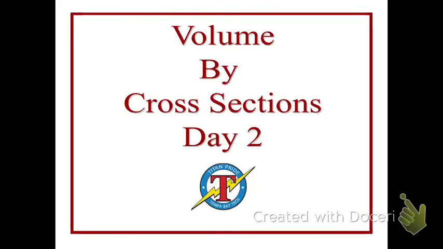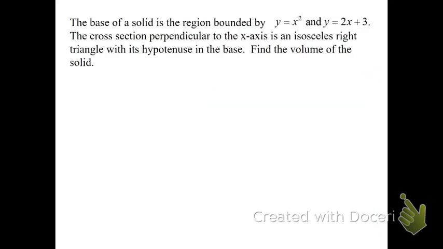Hey guys, welcome back. Today we're going to practice all of the exact same things that we did last week, and I'm only going to add one new cross section, and that is isosceles right triangles, this time with the hypotenuse in the base. So for starters, go ahead and graph the base for me. So set those equal, see where they intersect, and get a graph of the base.